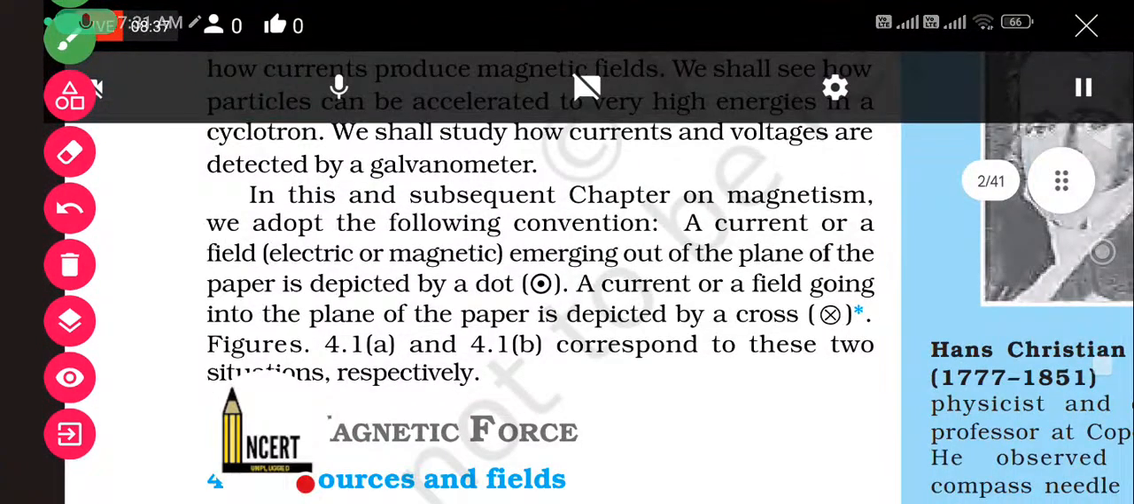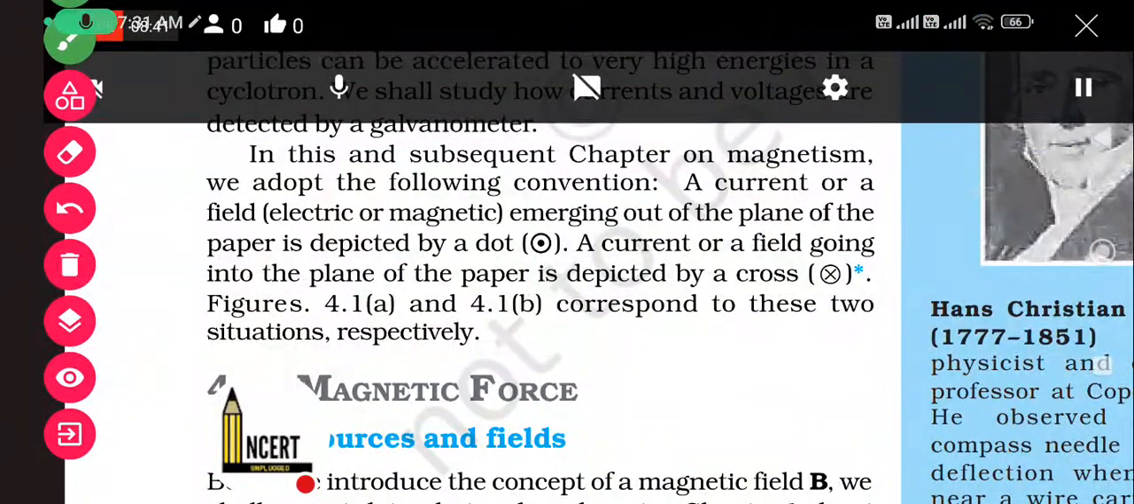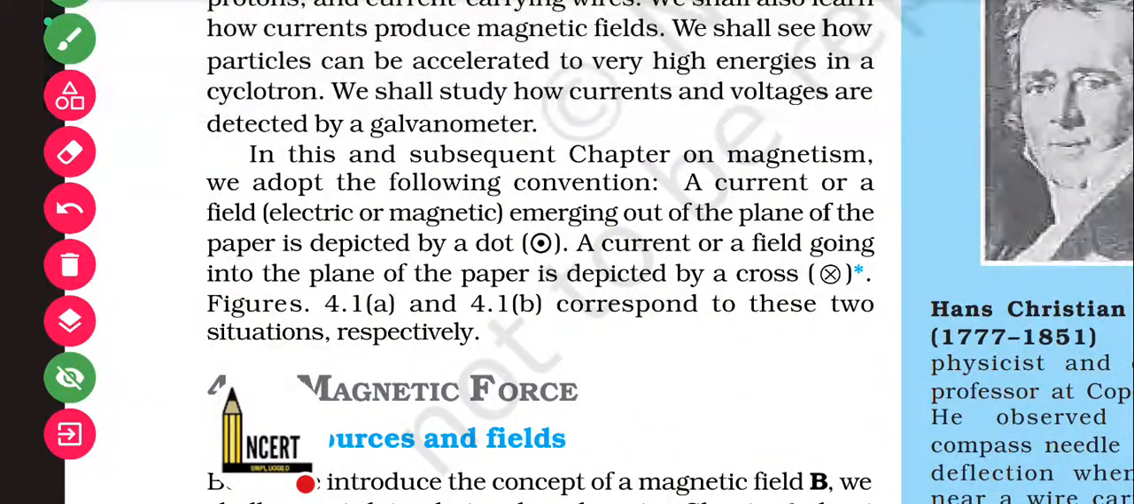In this and the subsequent chapters of magnetism, we adopt the following convention. If you see a symbol like a circle with a dot in it, it means that the field is out of the paper, the magnetic field coming out of the paper towards you. But if you see the symbol like this, it means that the magnetic field is going into the paper. Okay, so that you have to remember.